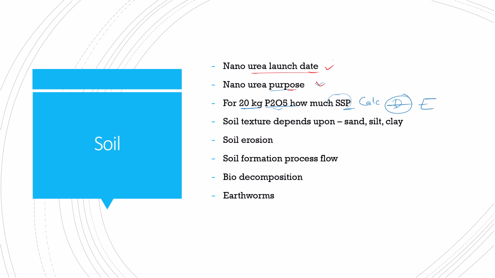Then the soil texture question was again easy. There was also an easy question regarding soil erosion. Now there was a confusing question related to soil formation, where the different options were confusing, related to regolith, weathering and all those things. That would have taken slightly more time because you had to read all the options thoroughly, so it was moderate from a time point of view. Then if we talk about biodecomposition, an easy question had come related to earthworms. So soil, I would say, was easy. Not very difficult questions were there.